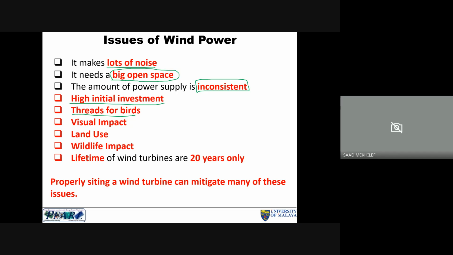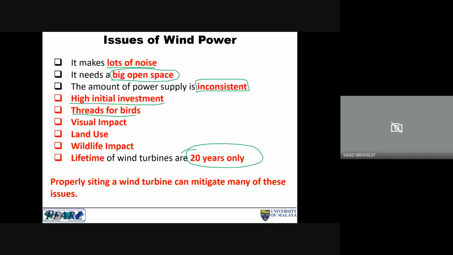That's also an issue: some people have a problem with seeing this rotating machine every day in front of their house. They don't like this. Then wildlife, I think we have included birds and other animals. And typically the lifespan is around 20 years. This is almost three times the payback time. The payback time is around 6 to 7 years, but the lifespan is around 20 years. So actually, it's quite good.